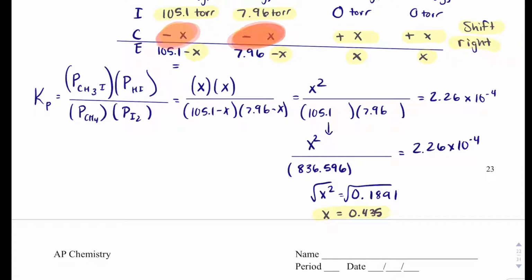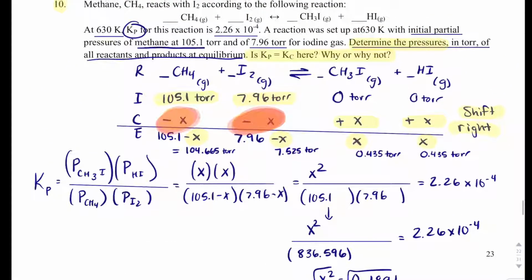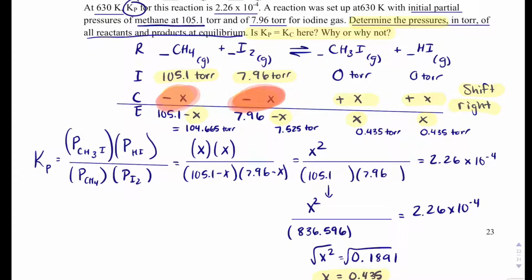And what we end up with is 104.665 torr, 7.525 torr. Then these two are going to be the same, 0.435 torr, 0.435 torr. I'm just going to double check that I answered all the questions. We answered this one first, and we just answered that one, so we're good.